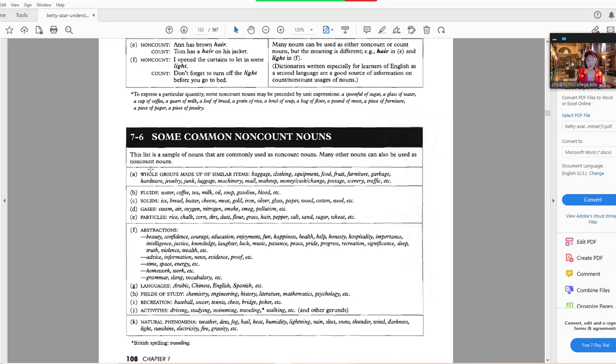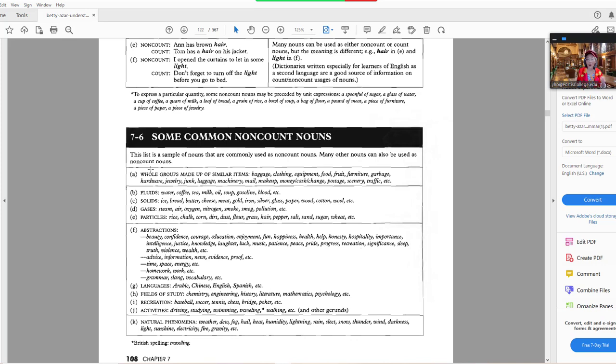Languages: Arabic, Chinese, English, Spanish. Fields of study: chemistry, engineering, history, literature, mathematics, psychology. Recreation: baseball, soccer, tennis, chess, bridge, poker. Those are all non-count nouns. And also driving, studying, swimming, traveling, walking are all non-count nouns, and they are also called gerunds.